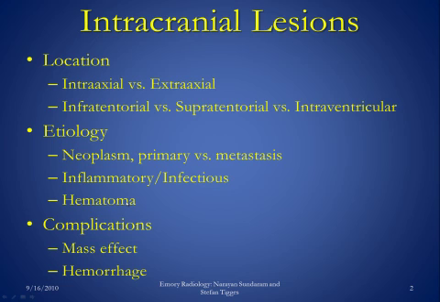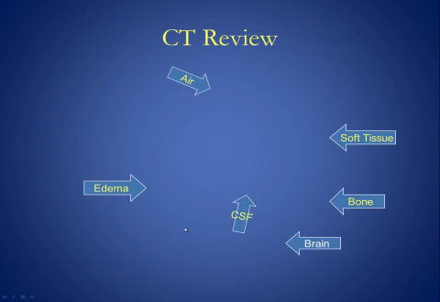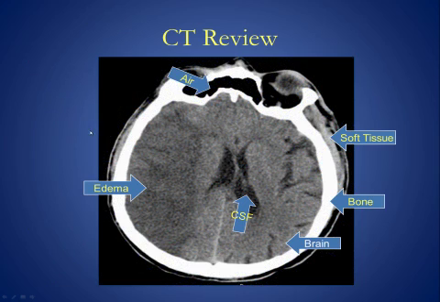Intracranial hemorrhage has already been discussed in a previous podcast. And then we will talk about complications from these intracranial lesions. One of the complications is mass effect and hemorrhage, and there has been a podcast on mass effect and on hemorrhage. So just as a review of CT findings, we see here that air is the darkest on CT.